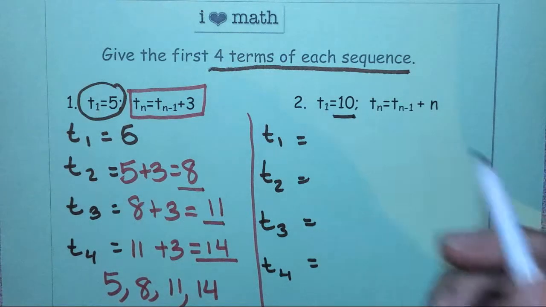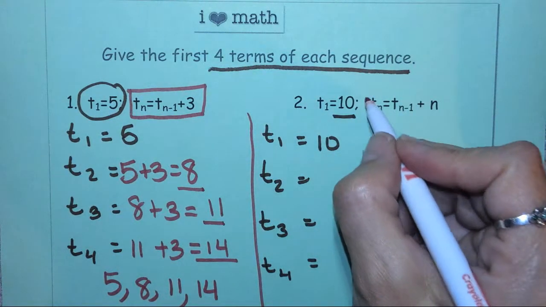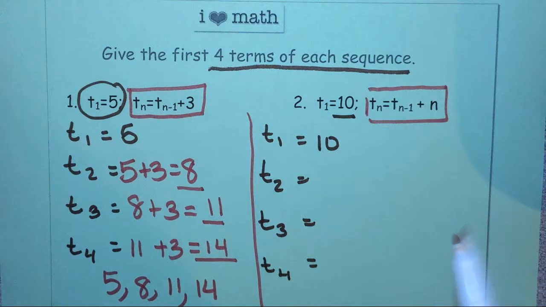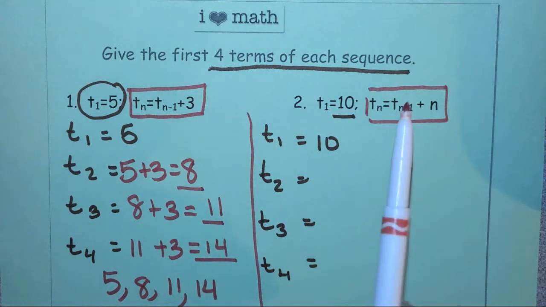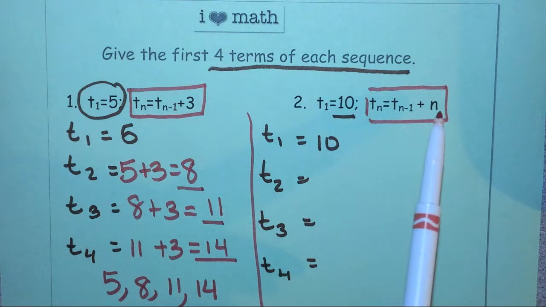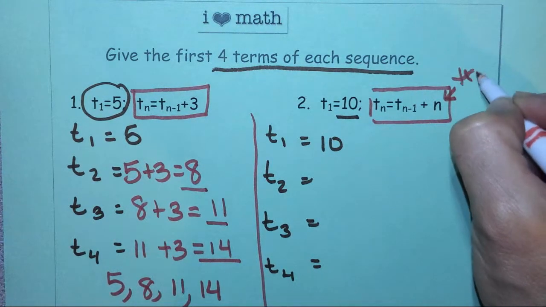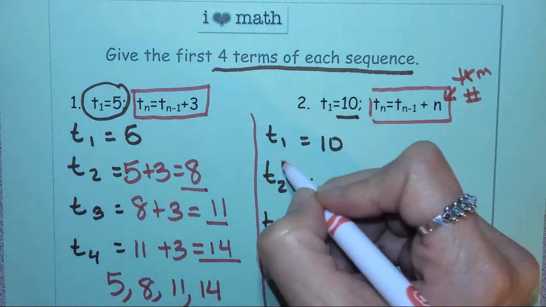Again, they give me T1, so that's nice and easy. And now we have to go look at the definition for every term. Now this one's a little bit trickier. You gotta pay attention to the notation. The Tn minus 1 means the answer before, and then they want me to add n. You have to remember that n is the term number. It's this little guy right here.